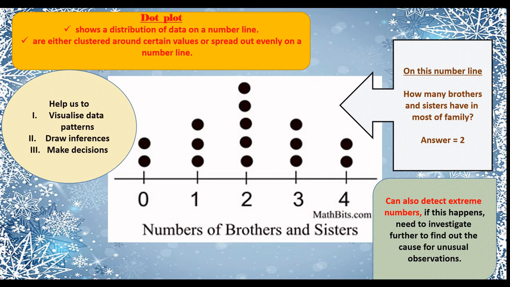She got 11 brothers and sisters in the family. Okay, so I have to record the data, although that is an extreme number. Okay, so this is what we call a dot plot.